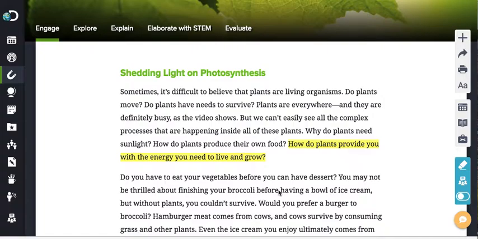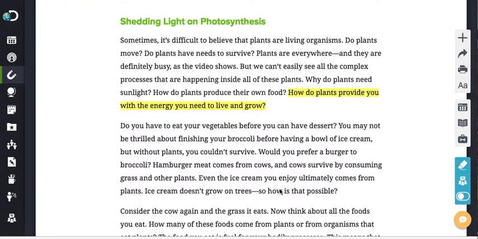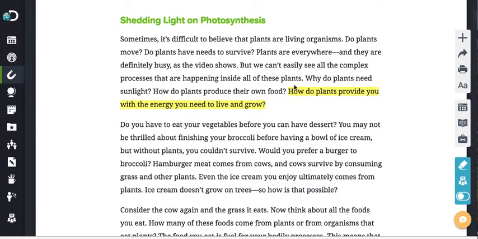What are they eating? And then it's talking about, even if you eat meat, for example, if you eat chickens or cows or even eggs, ultimately that animal first got somewhere further down the food chain, they got their food and energy from plants. So plants are really fundamental to our ecosystem. So you can see here that there's a yellow part here that's highlighted. It says, how do plants provide you with energy you need to live and grow? I thought that was an important sentence.